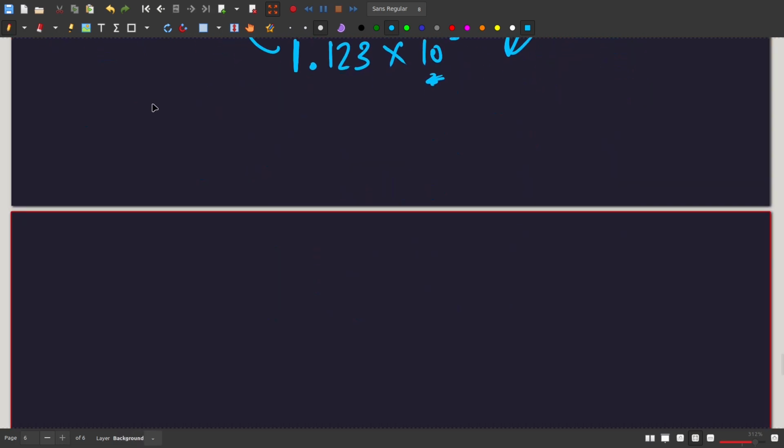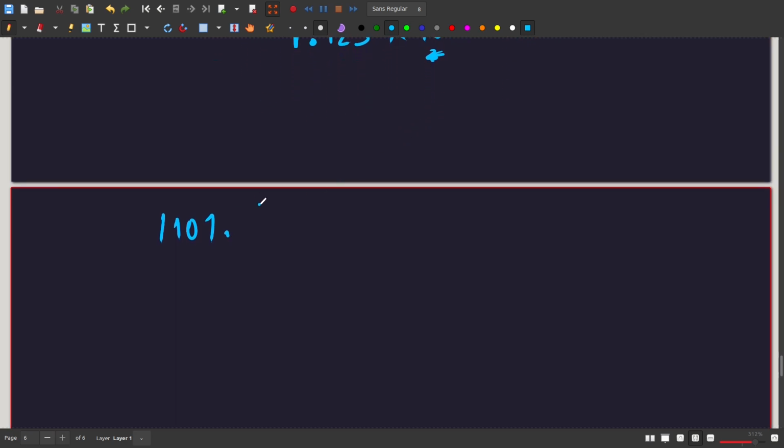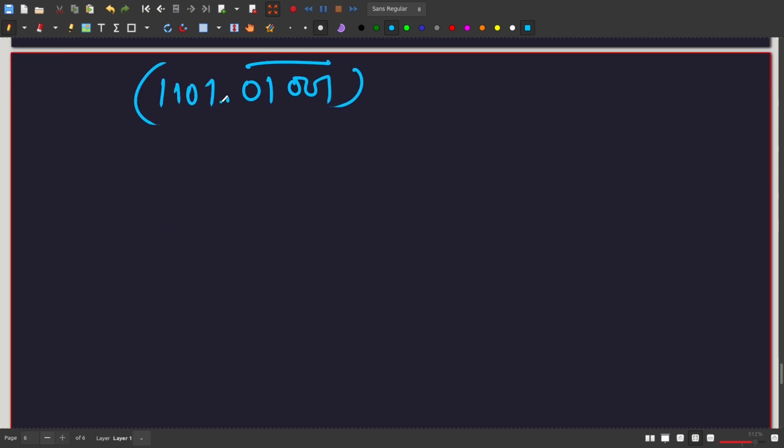Let me just copy the string once. 1101.1101.01.01001. Now if I were to convert this, how would it work? We have to shift the decimal place 3 places. So I would write it as 1.101 times 2 power 3. That makes sense. This is how it would actually look.